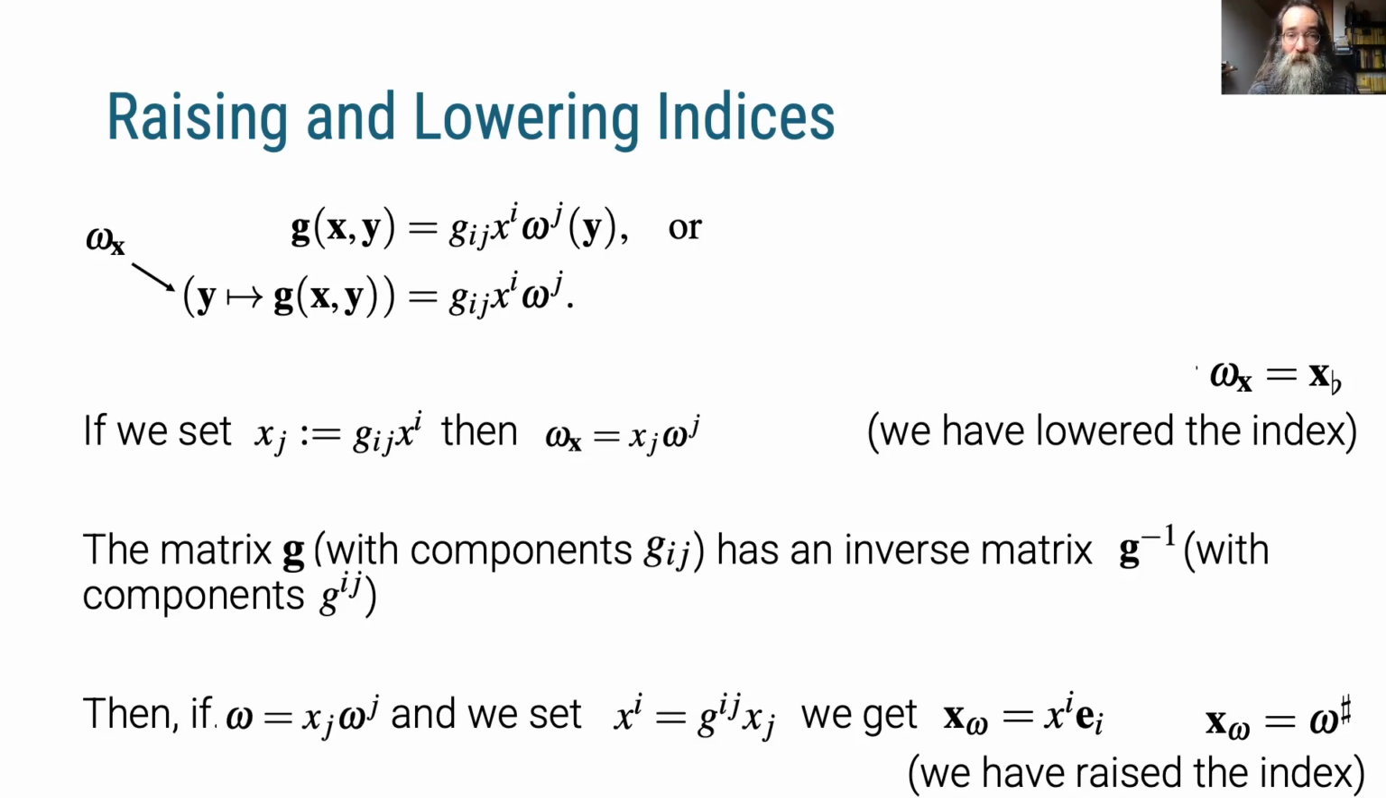And we see that this omega_x is actually a linear combination of the dual basis covectors omega^j, but its components are x^i times g_ij. So we can define this to be x_j, and then we see that omega_x is just a linear combination of omega^j with the x_j. And what this means is that we have effectively lowered the index, x upstairs i to x downstairs j, and this is why this operation is called flat.